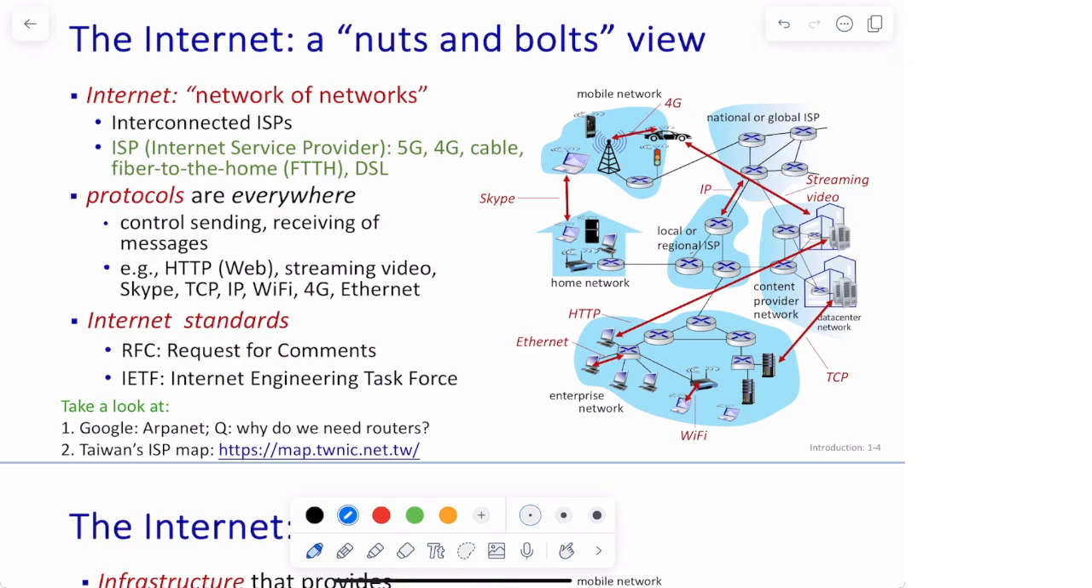several interconnected ISPs, internet service providers, right? And of course, ISPs have several different technologies to connect everybody else. So, for example, you have a 4G, 5G network. We have cable network. We have fiber network. We have this DSL network. But all of those networks will eventually be connected together to become the internet.